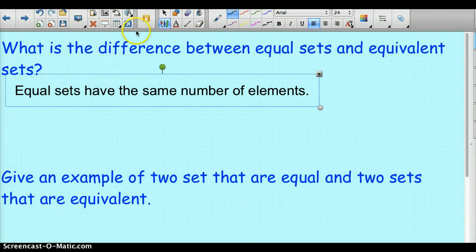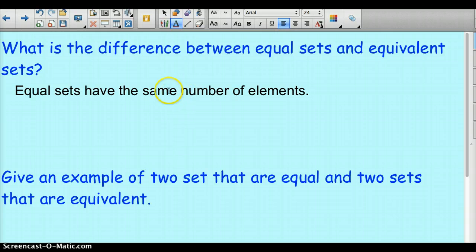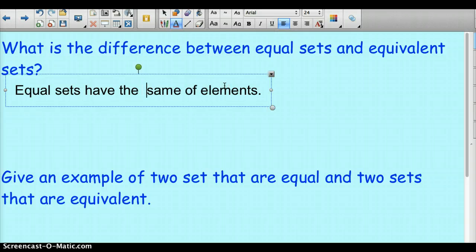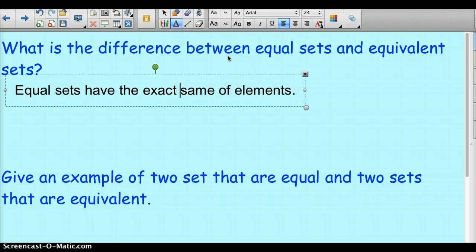Moving on, we are talking about this point in time about equal and equivalent sets. Now when we talk about equal sets, the equal sets are sets that have the exact same elements, not same number of elements, but the exact same elements. So let's write that out. Have the exact same elements, the same ones, period. If one has 1, 2, 3, the other is 1, 2, 3. Exact same elements going on there.